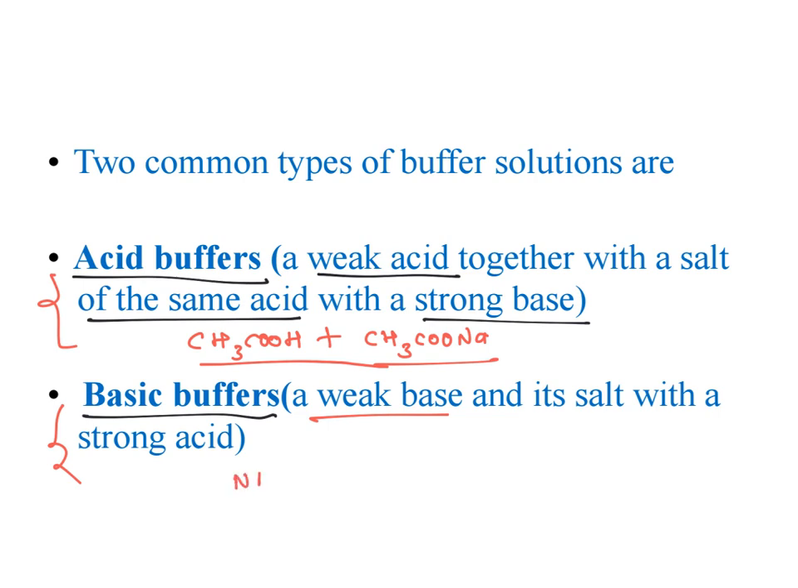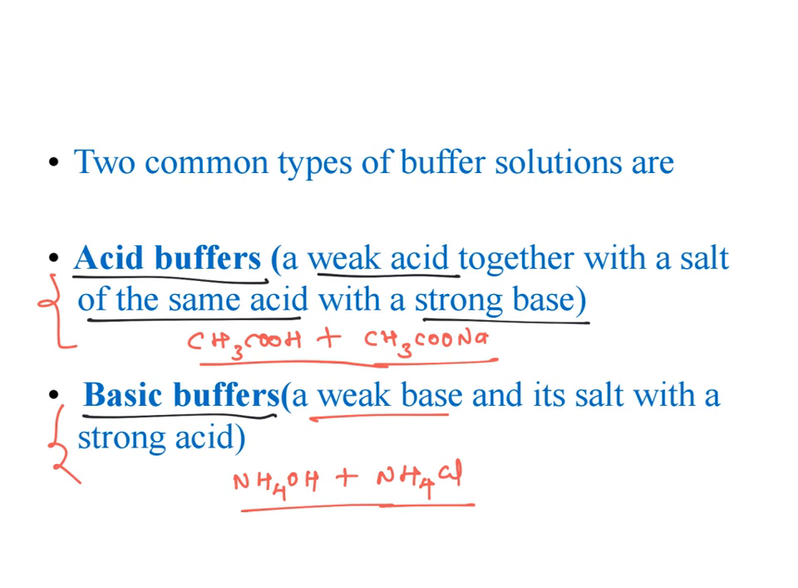Similarly, a basic buffer solution is a weak base and its salt with a strong acid. Let's take an example, the weak base ammonium hydroxide plus a salt with a strong acid, ammonium hydroxide with HCl, which can form ammonium chloride. This is a salt of a weak base, and this combination we call a basic buffer. Acidic buffer and basic buffer.